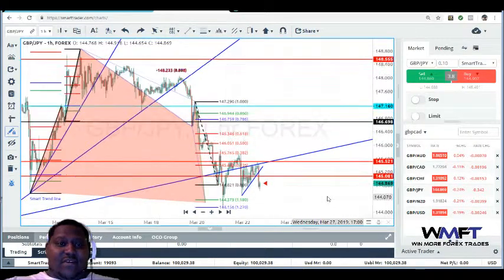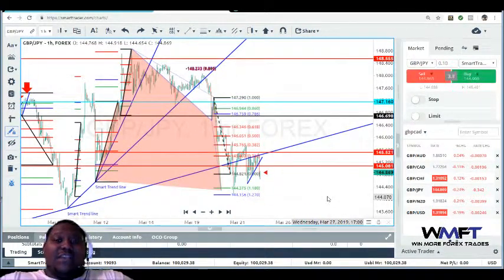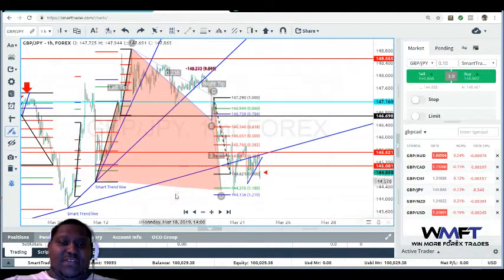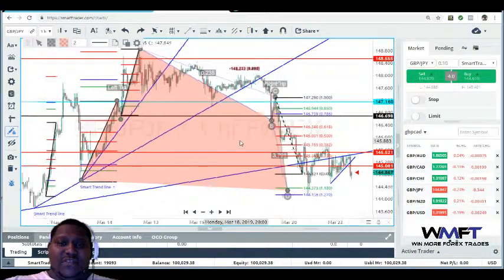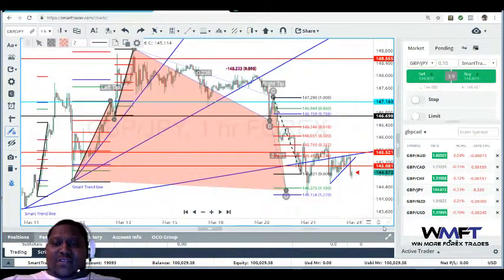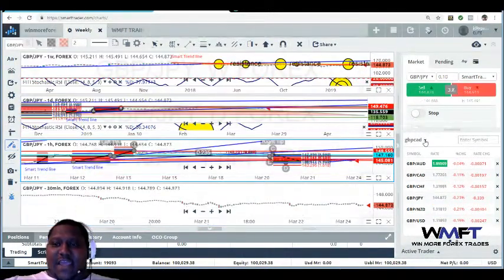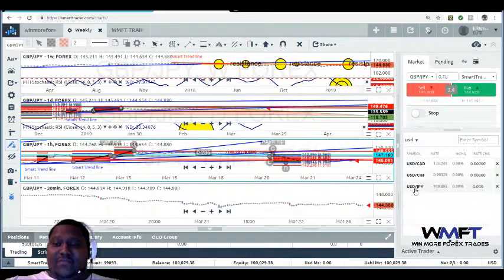Like I said, the market has been doing exactly what we've been lined out for it to do. It's been doing exactly what the analysis was telling us to do on the Great British Pound, Japanese Yen. Now let's go look at the United States dollar and the Canadian dollar.